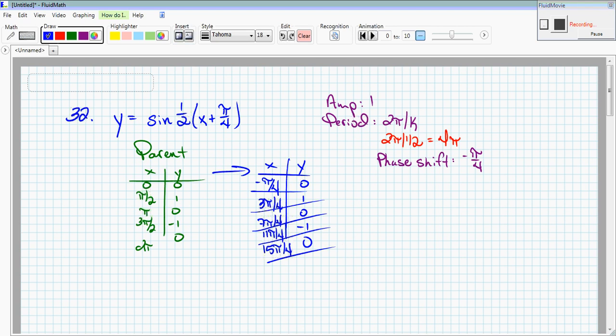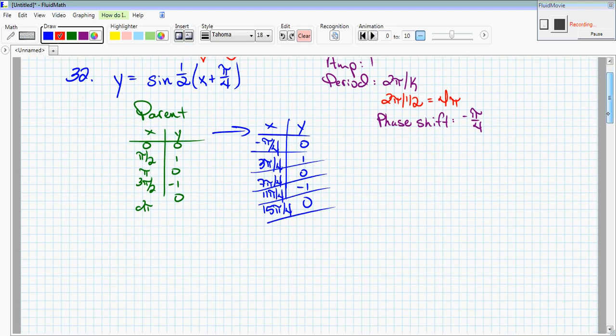Now another way of doing this, not to say that I would recommend this, but what we can do is distribute here to here. And what we get is y equals the sine of the quantity 1/2 x plus pi over 8. These are both affecting x.